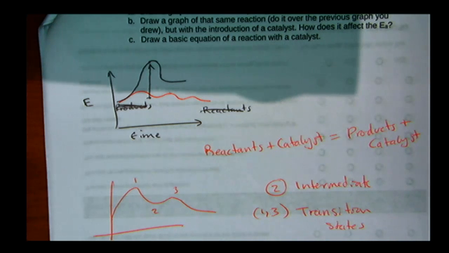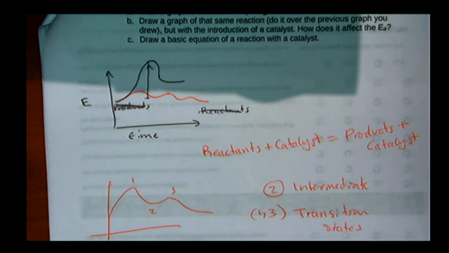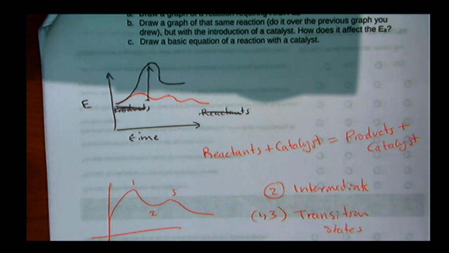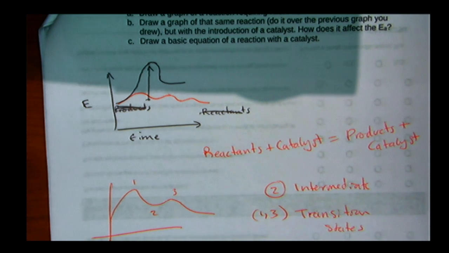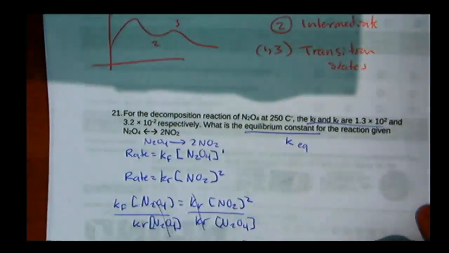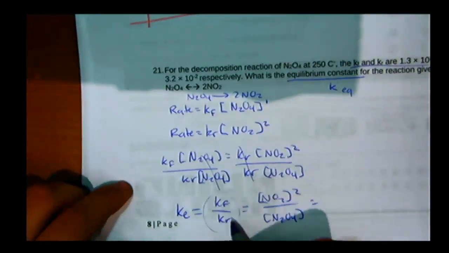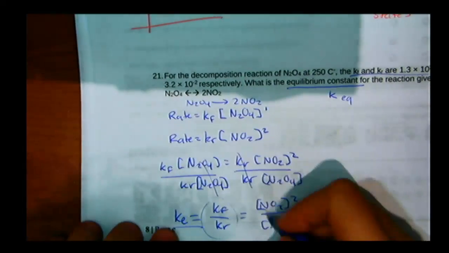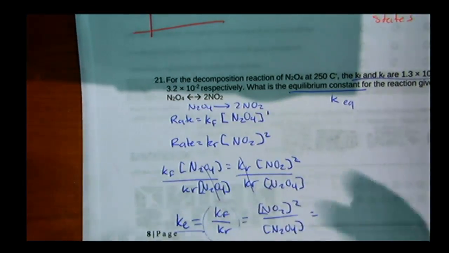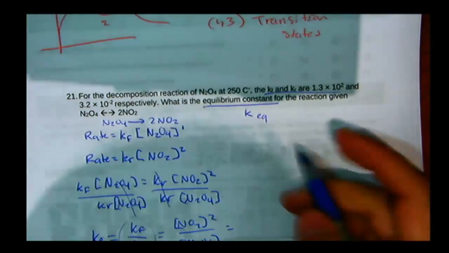Okay, so yeah, we do that. We would plug in our Kf and Kr, because this value is equal to our Ke, which is what we're looking for. So Kf divided by Kr is equal to our Ke. So we don't really care about the equilibrium concentrations in this case. Our Kf is 1.3 times 10 to the 2, and our Kr is 3.2 times 10 to the negative 2.